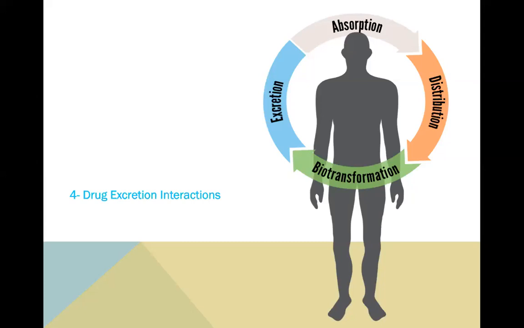When talking about drug excretion interactions, the kidney is the primary organ of drug elimination. The ability of one drug to impair the renal elimination of another drug can result in supratherapeutic blood levels of the drug being retained. Basically, kind of like an overdose of the drug.